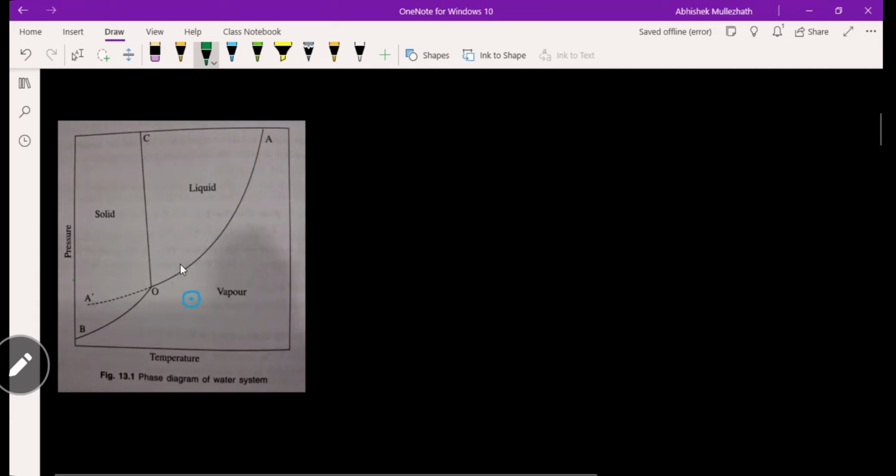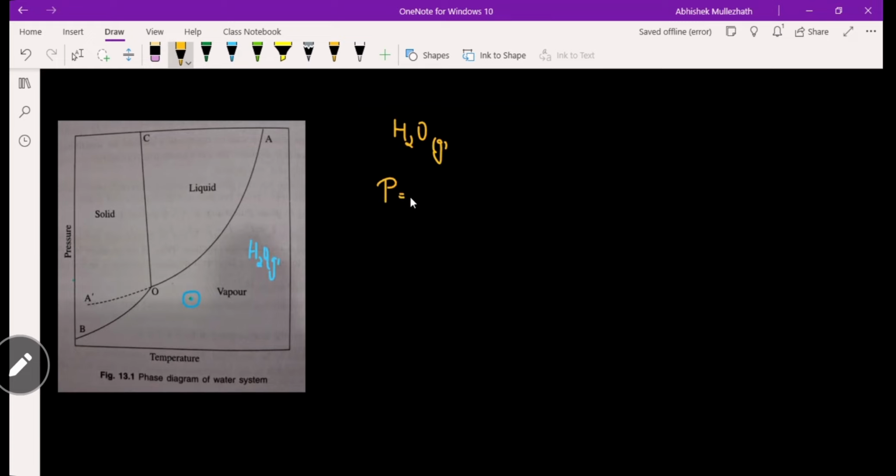Okay, now you can see a point over here, the blue colored point, and let us say that this is our system. This point is our system. Now the system is under the area AOB. Under the area AOB, you know that the water is existing in gaseous state, right? So chemically, I can write that water in gaseous state is present in our system.